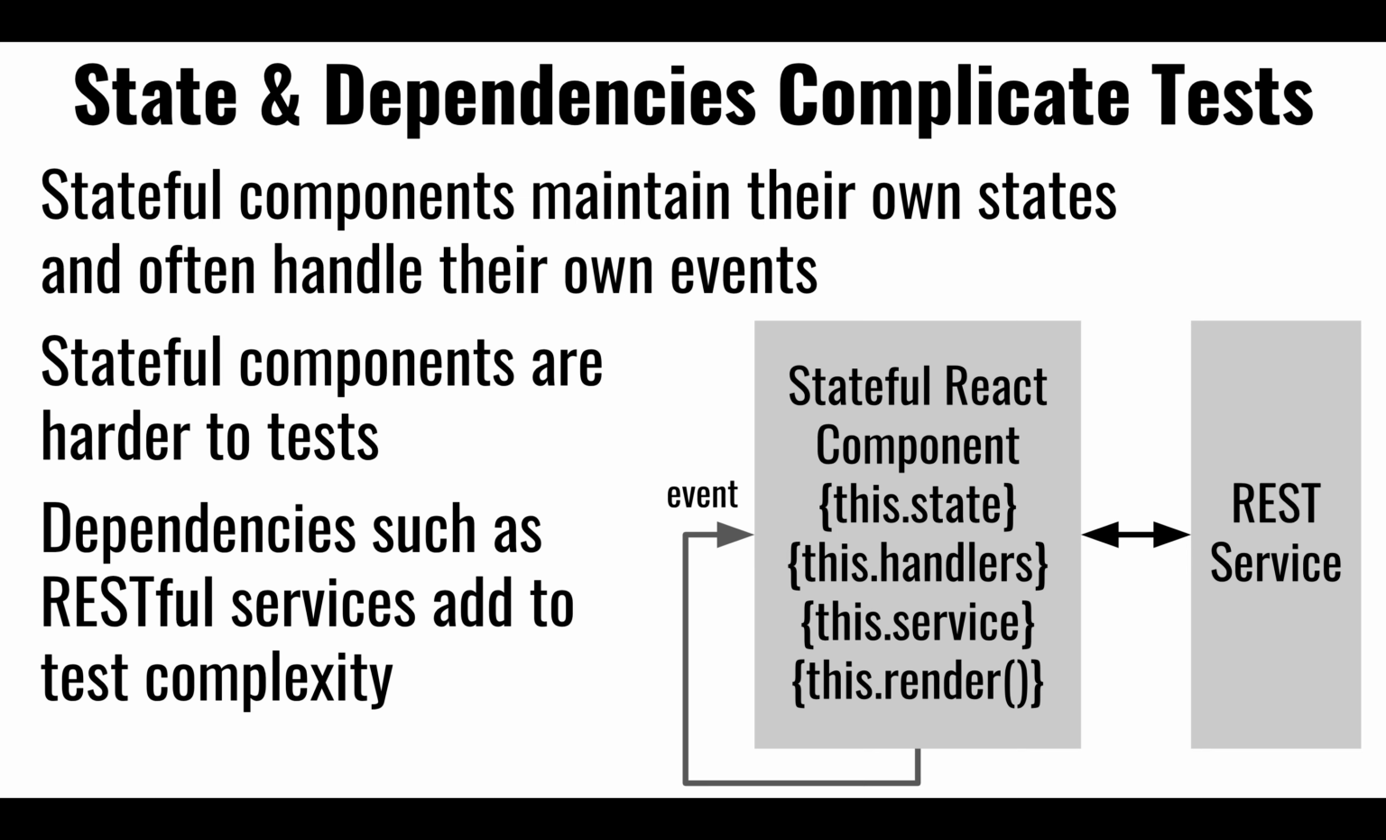And because it's designed this way, that it has its own local state, that it's handling its own state, its own events, and that it needs to go out and fetch this data from a remote system, it makes it very, very hard to test all by itself. Because it has all these other dependencies and it has this internal state.